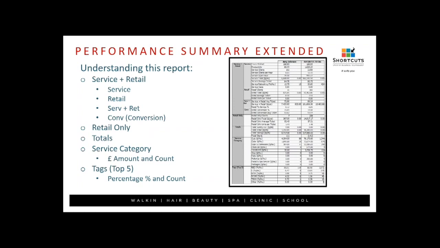It then breaks my service categories down, again, similar to the performance summary. And then I have my tags. So my top 5 tags. So if I've got 10 or a few more than 5 tags on the appointment book, it will show the top 5 tags for those employees. It gives you a list for each employee, and then it will give you a business total as well. So the business total will give you a breakdown for your salon.